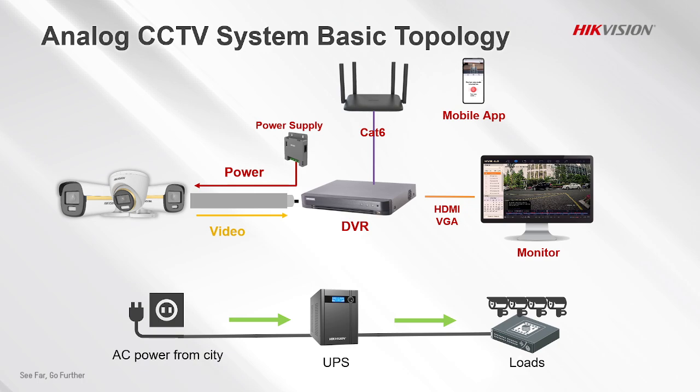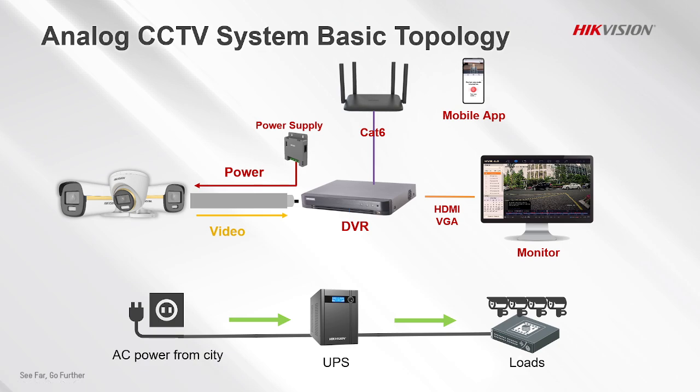So when we talk about analog CCTV system, we talk about the camera doing one main function, and that function is just capturing videos, just recording. That's the logic of an analog CCTV system. Then the camera is powered by a power supply. That power supply, then we get video. Video is connected to the DVR using coaxial cable. So that is how an analog CCTV system is designed.